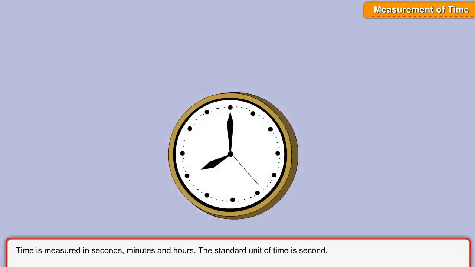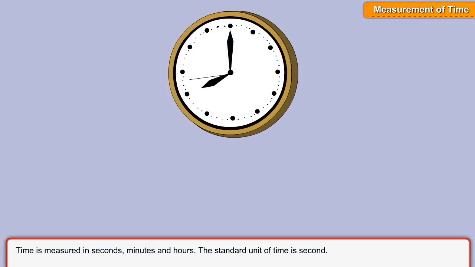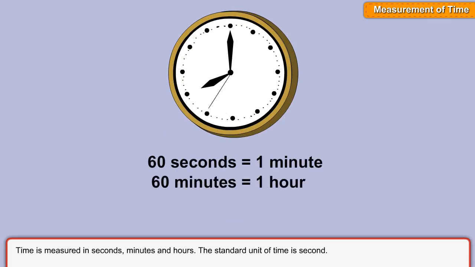Time is measured in seconds, minutes, and hours. The standard unit of time is second. 60 seconds is equal to 1 minute. 60 minutes is equal to 1 hour. 24 hours is equal to 1 day.